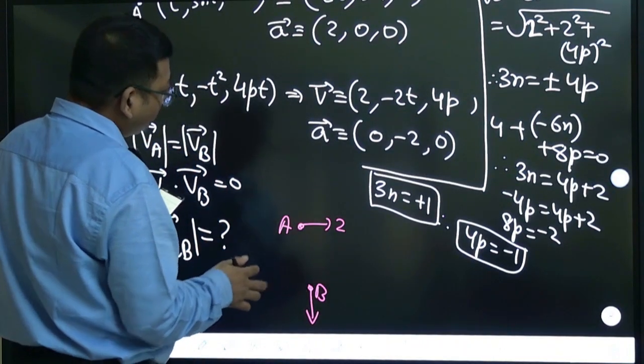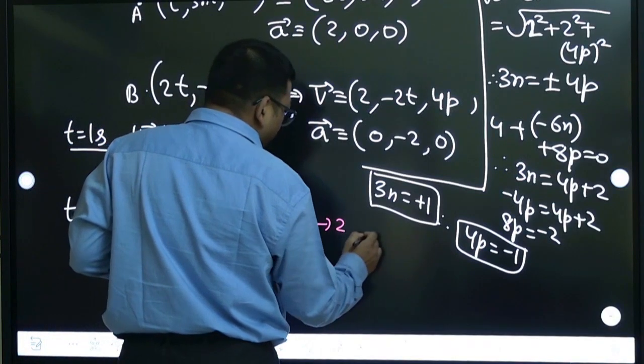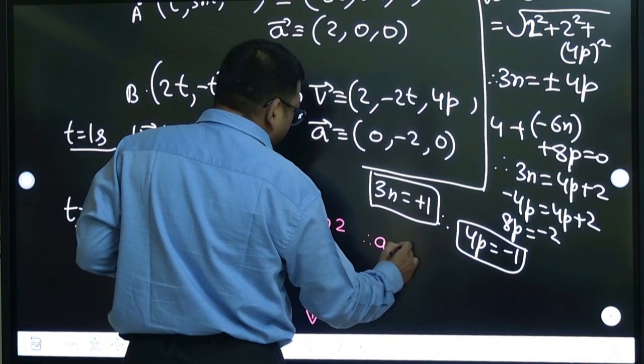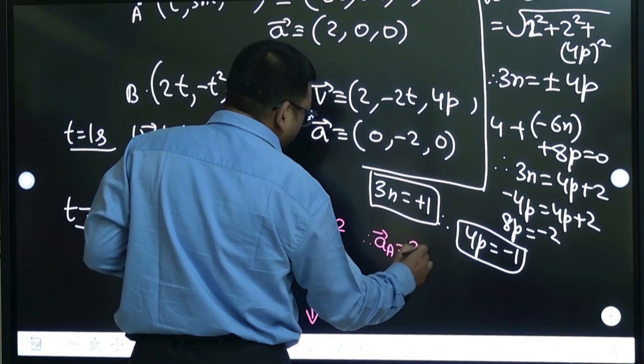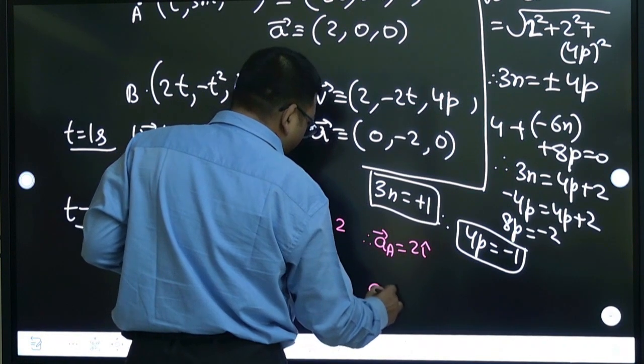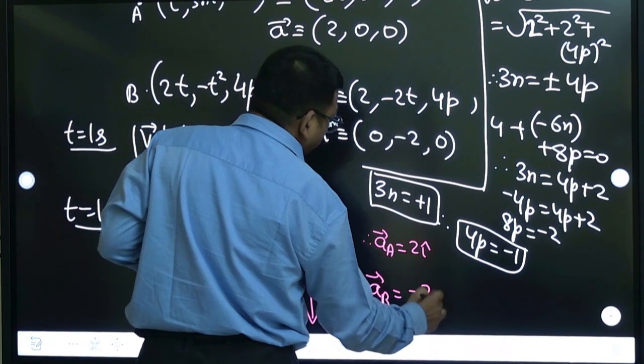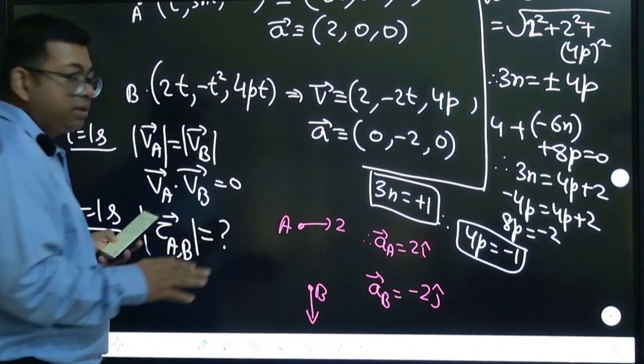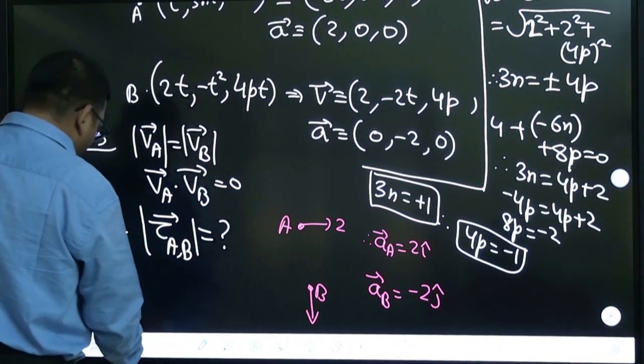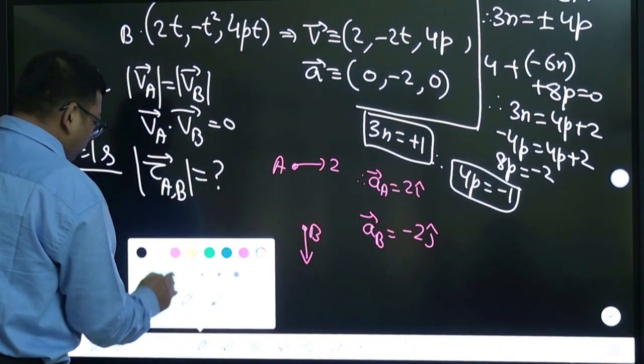If you want, you can write this also. You can write acceleration of A as a vector as 2 i cap and acceleration of B as a vector as minus 2 j cap, right? This is at 1 second. Now you have to also study the forces or torque.